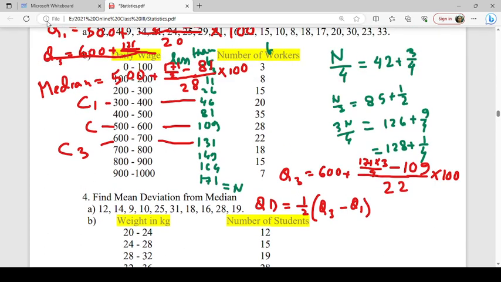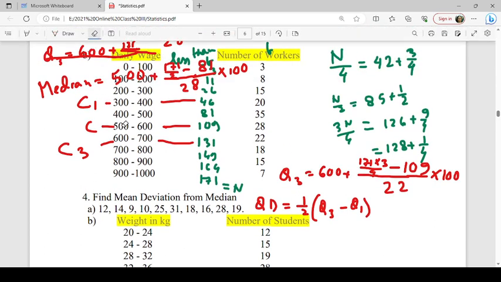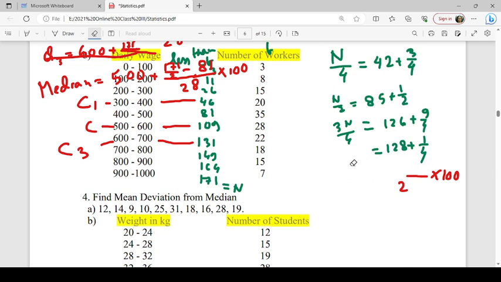So let us erase this one. I will erase this one.